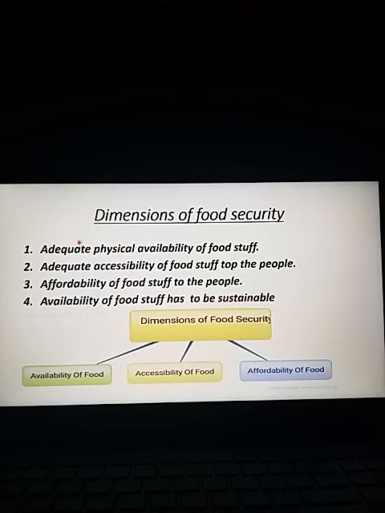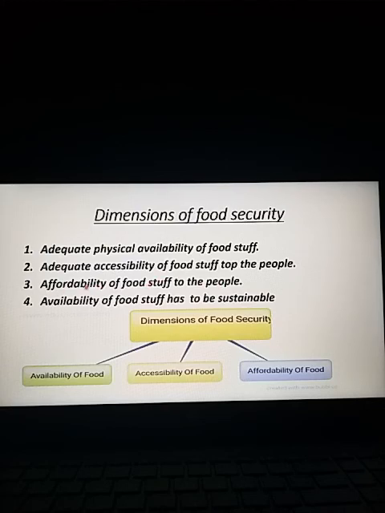What are those three? First, adequate physical availability of foodstuff. When I say availability, it is the physical availability in the sense that the required foodstuff in required quantities should be available. Second, adequate accessibility of foodstuff to the people. Here, there's a spelling error: it is to the people, not top. To the people, in the sense of affordability of foodstuff to the people.